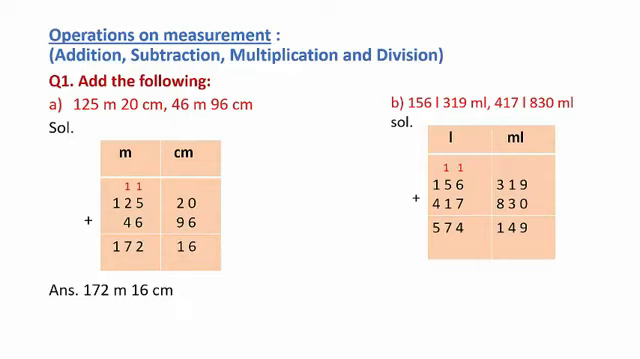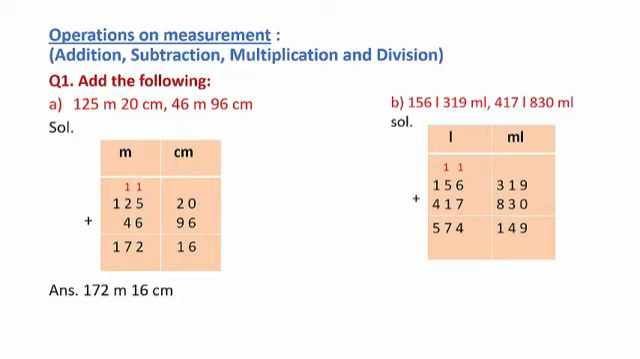So we know that 1 liter equals to 1000 milliliter. So when we add milliliter, that is 319 and 830, we get 1149. We can split it as 1000 plus 149. Now that 1000 milliliter we have taken as 1 liter and taken carry to the liter column, which I have written with the red color in the ones place.